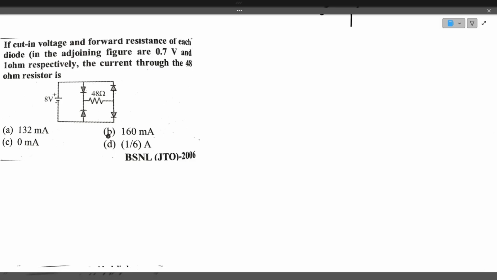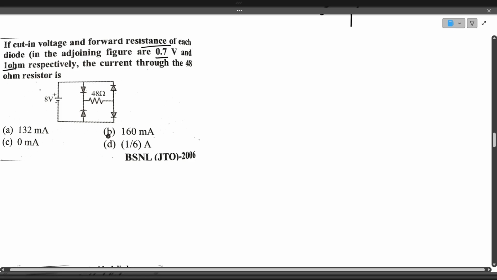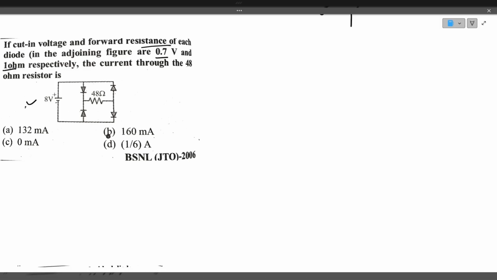If the cut-in voltage is 0.7 volts and the forward resistance of each diode is 1 ohm, the current through the 48 ohm resistor is? The applied voltage is DC voltage. By the polarity of the DC voltage terminals, you can easily tell that D1 and D4 are forward biased, assuming this is D2 and D3. So current flows only in that direction through D1, the 48 ohm resistor, D4, and back to the voltage source. This is the way the current flows.